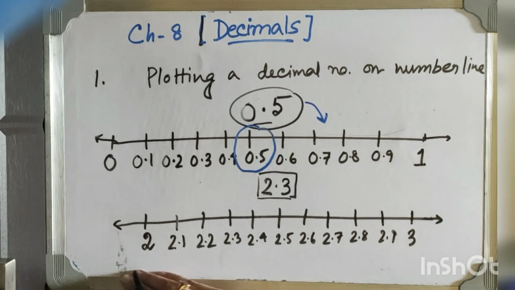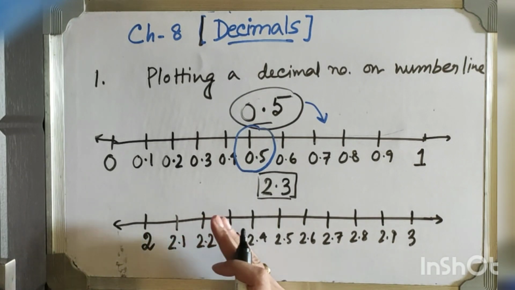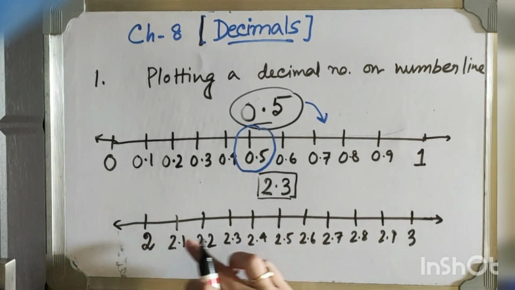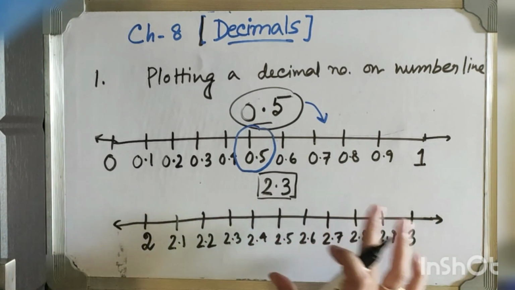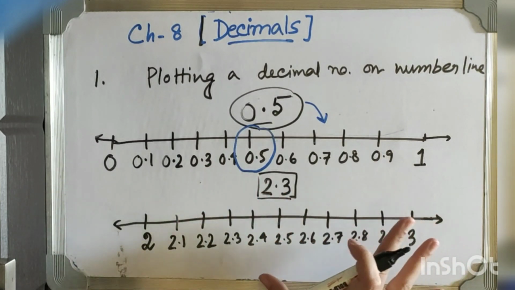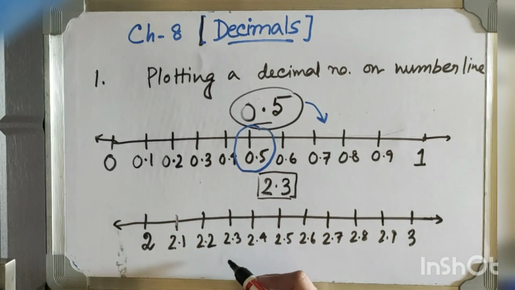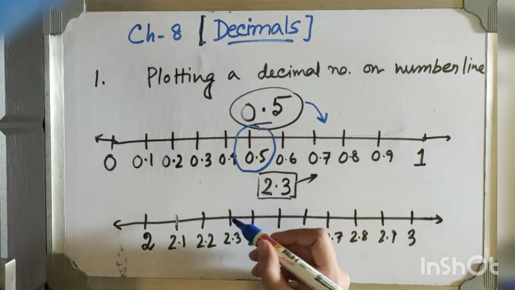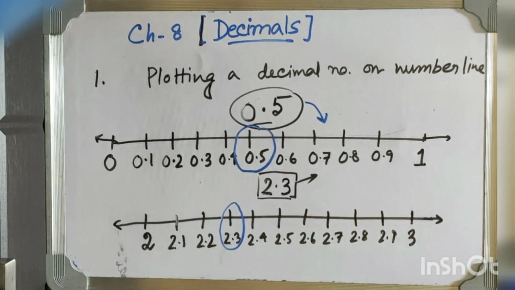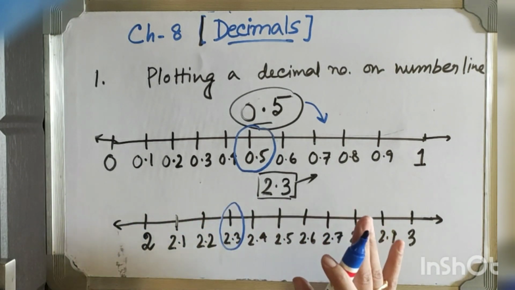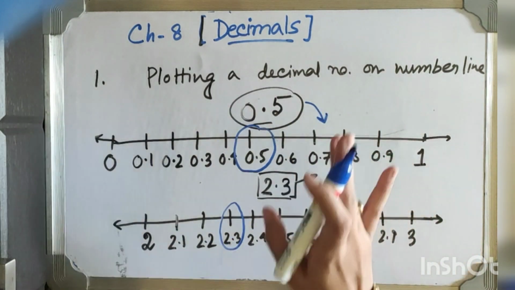So here we have already marked the points after 2 and before 3. Okay, so we have divided this number line, this part, the place between 2 and 3, into 10 equal parts. The first point will be written as 2.1, then 2.2, 2.3, 2.4. In this way it will be proceeded. Okay, and this number 2.3, this decimal number is here, you can see it easily. Okay, so the first step is you have to check between which two integers the decimal number is lying.